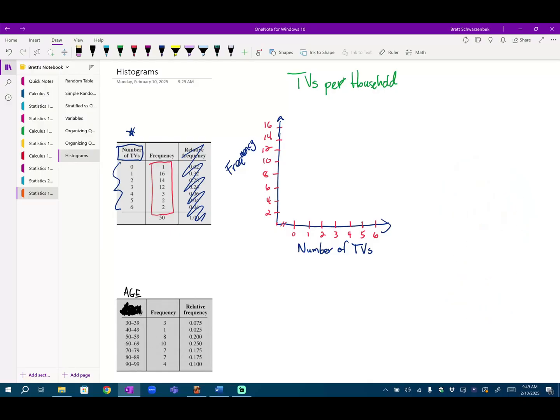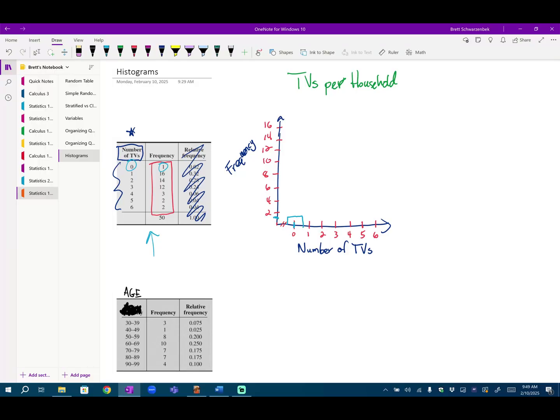All right, so in a nutshell, what do we do? Well, we go over to our table over here and we say, all right, we got 0 TVs, that happens once. So we go over to our 0, which is right here, and we want to draw a bar that straddles the 0 that goes up one spot. So if you go over to the scale over here, 1 would be about right there. So we're going up one spot.